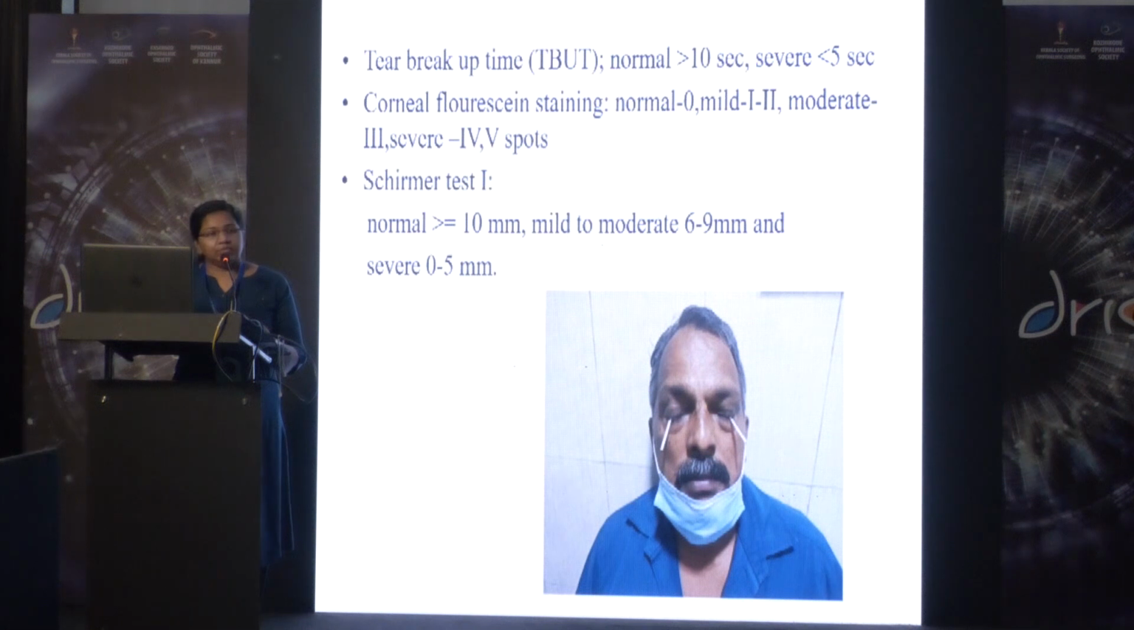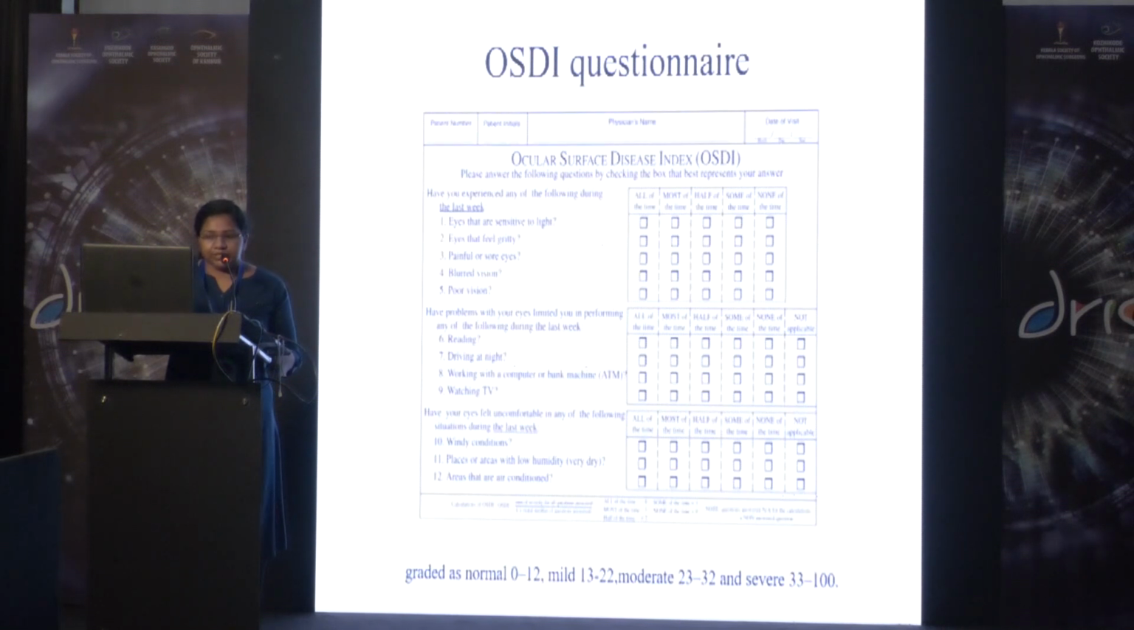Corneal fluorescein staining was normal if there were 0 dry spots, mild if there were 1 to 2 dry spots, moderate if there were 3 and 4, severe if it was more than 4 dry spots. Schirmer test was normal if it was more than or equal to 10 millimeters and severe if it was less than 5 millimeters. This was the OSDI questionnaire given.